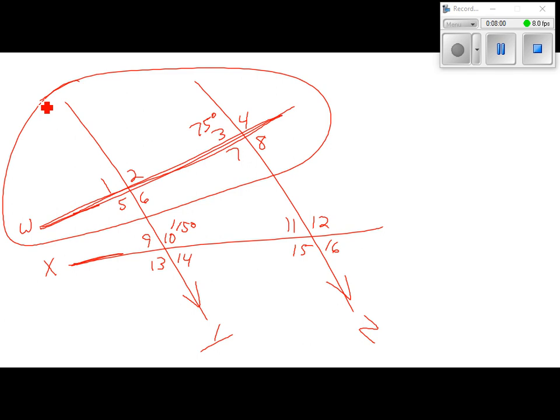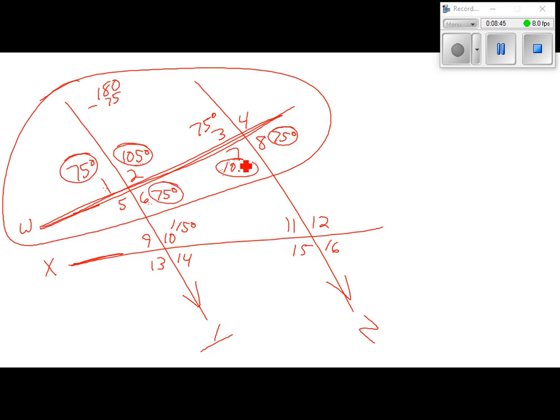So if I know angle 3 is 75, angle 8 has to be 75 because they're vertical angles. Angle 8 and angle 1 are alternate exterior angles, so they have to be congruent, so angle 1 has to be 75. Angle 1 and angle 2 have to add up to 180, so 180 minus 75 gives us 105. Angle 2 and angle 7 are alternate interior angles, so angle 7 has to be 105. Angle 7 and angle 6 are consecutive interior angles, so they have to add up to 180, so angle 6 has to be 75.